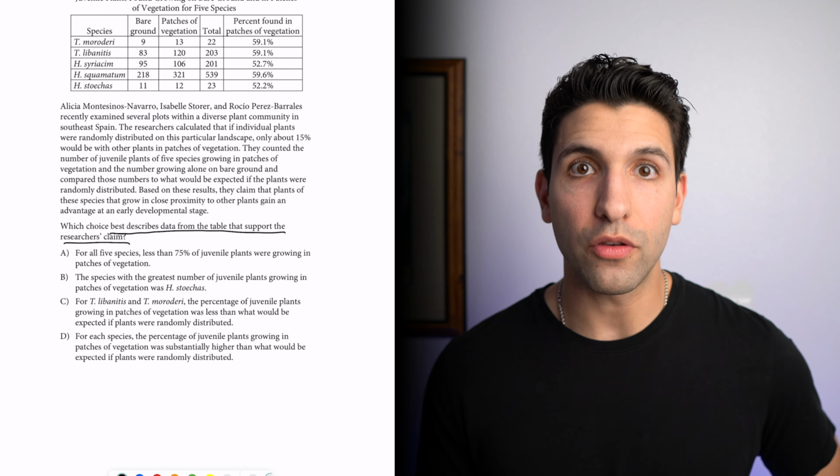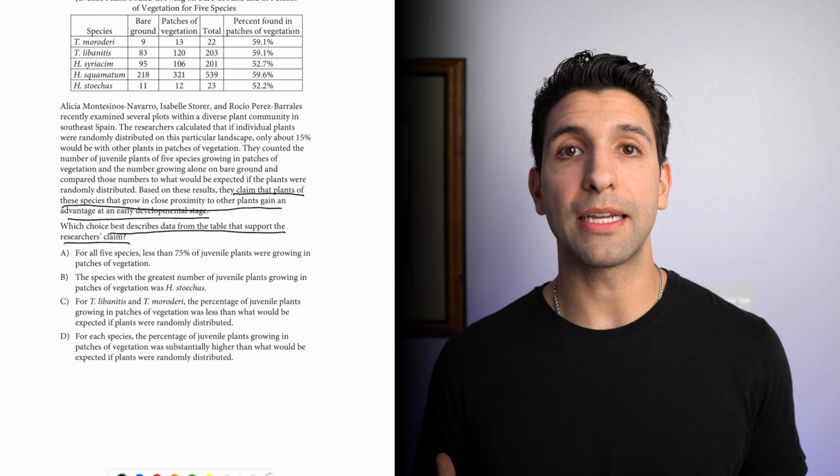So the claim is that the plants of these species that grow in close proximity to other plants gain an advantage at an early developmental stage. So what this is saying is that plants that grow together grow more. It's beneficial, okay? That's what the chart is showing. It's showing the results of an experiment.